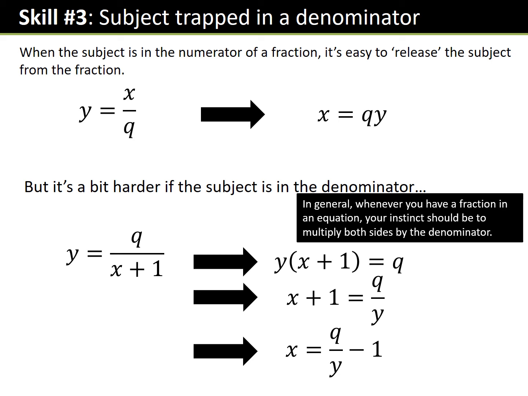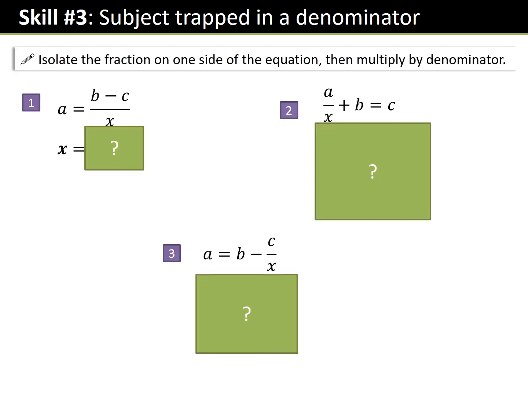X is q divided by y, take away 1. So you can see this is quite a bit harder, and we will do a lot more of these next year, don't worry. So, isolate the fraction on one side of the equation, then multiply by the denominator.